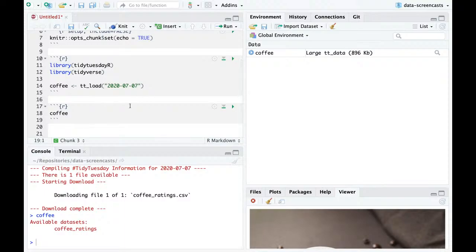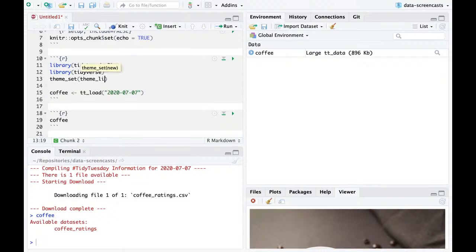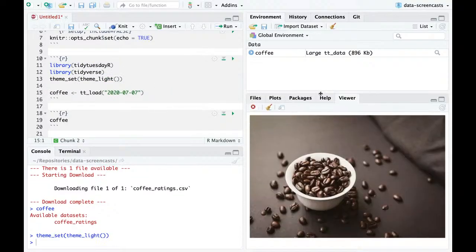Somebody reminded me, thank you, the Food Eater, for reminding me: theme_set, theme_light. One of my favorite things to do with these data sets.